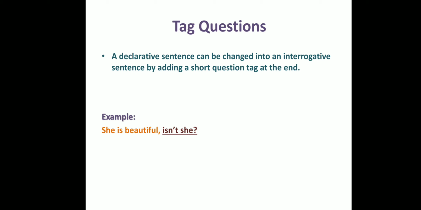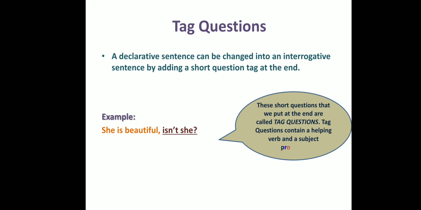I'm just putting a comma and then adding a short question at the end called isn't she? See how I formed my question tag. I took the helping verb from the declarative sentence. She is beautiful, so is is the helping verb, and then we also add not to it and make a contraction. Is not becomes isn't, and then we add the subject she. We will always use a pronoun over here. Understood? Let's see after this.